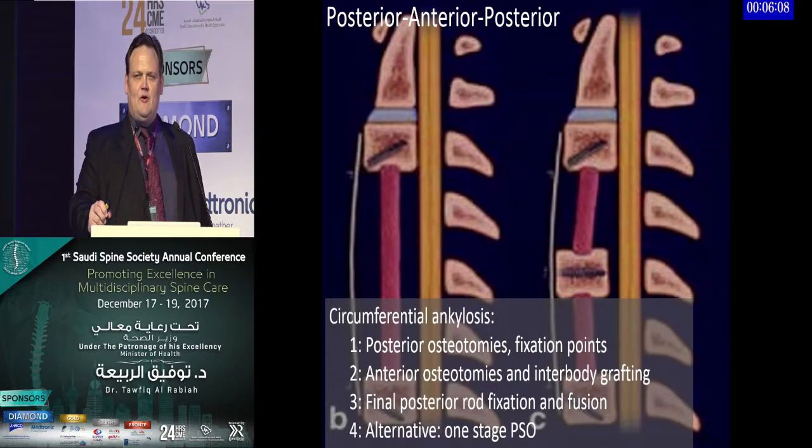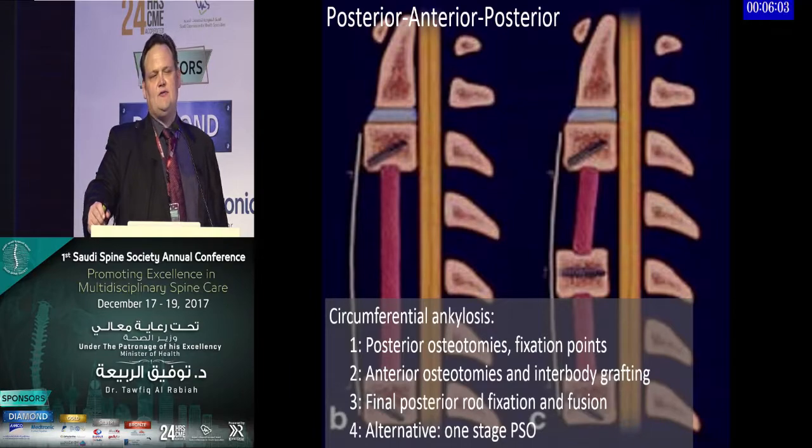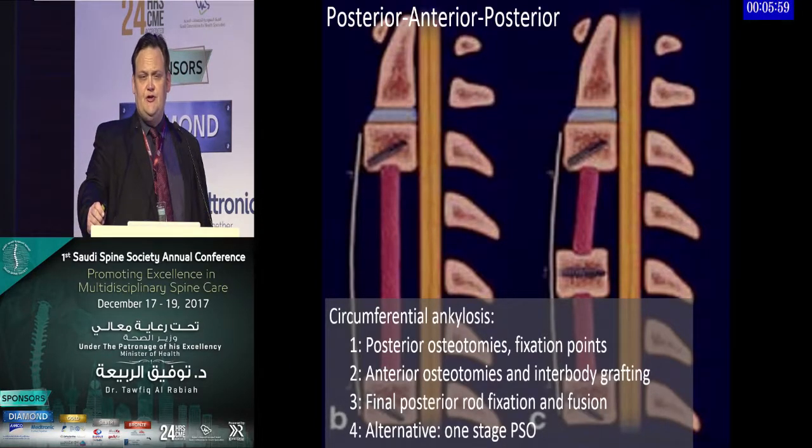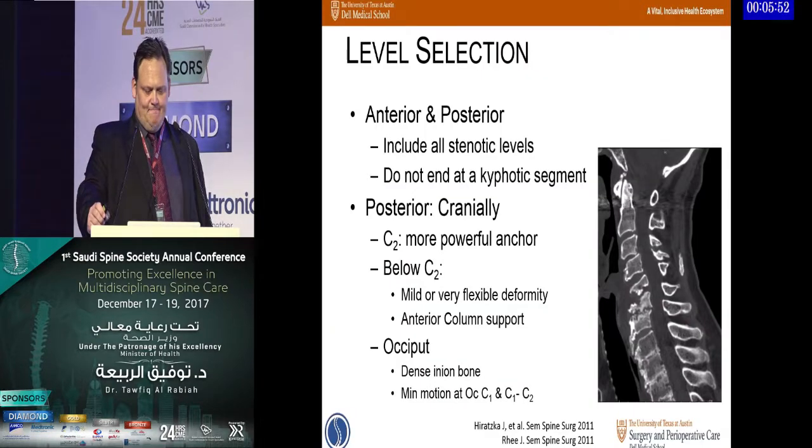Ideally, you want to perform multi-level ACDFs. If a corpectomy is required due to bone loss or retrovertebral stenosis, that's okay, but a hybrid approach, 2 single-level corpectomies, is still better than a 3-level corpectomy in terms of restoration of alignment and fixation. When you're selecting levels for these procedures, you want to include all your stenotic levels. You certainly don't want to end in the kyphotic segment.